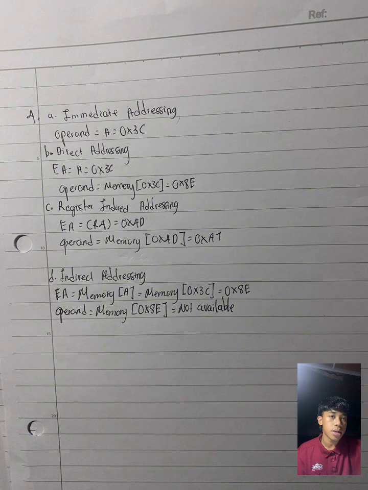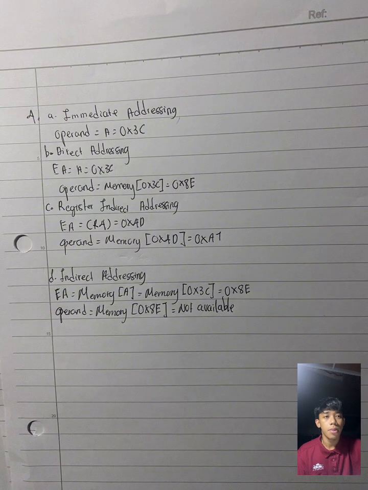In indirect addressing, there are two memory lookups. For part D, indirect addressing, so there are two memory lookups. The first one is that the address field 3C points to a memory location whose content is another address. So memory 3C equals 8E. So this is the effective address. Then I need the memory at 8E. However, 8E is not listed in figure 1, so the operand is not available. So the answer for part D is not available for the address 8E.